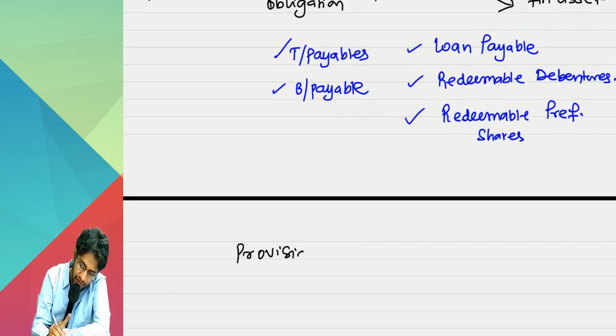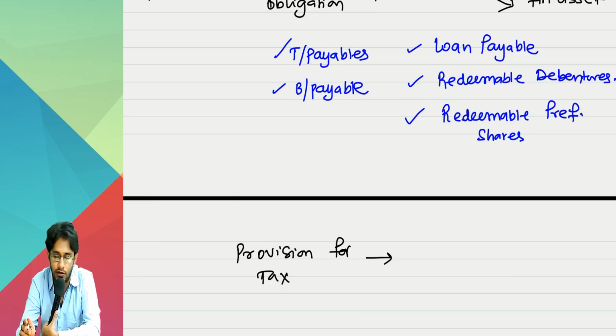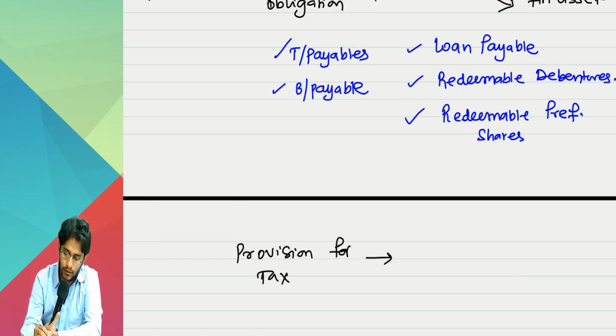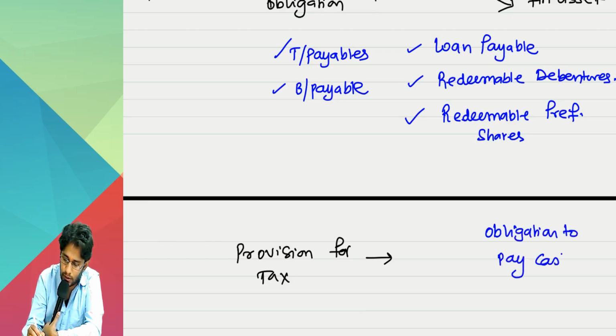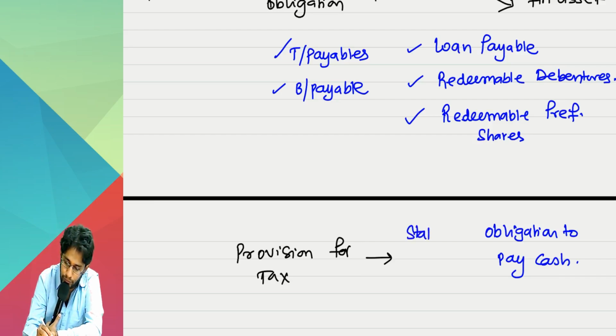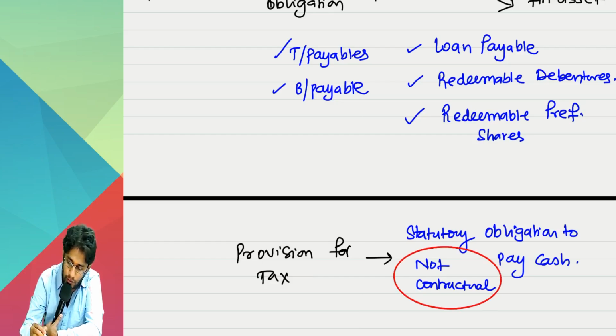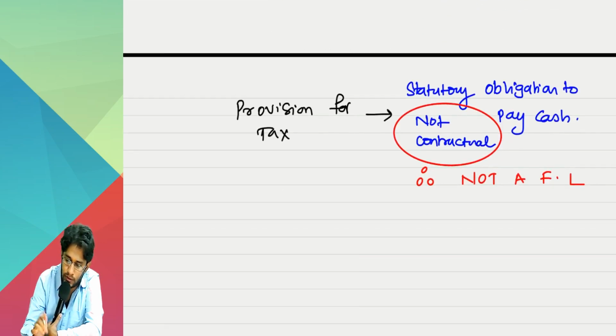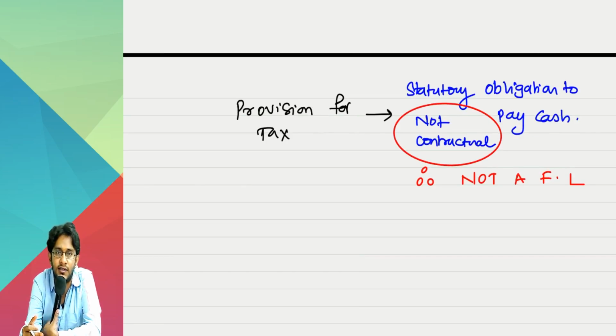Okay. Provision for tax. Is it a financial liability? We definitely have an obligation to pay cash. And what is stopping it from being a financial liability? There is no contract. Between me and the government, is there any contract? No. That is a statutory obligation, but not a contractual obligation. Therefore, not a financial liability. The same goes for income tax refund receivable also.